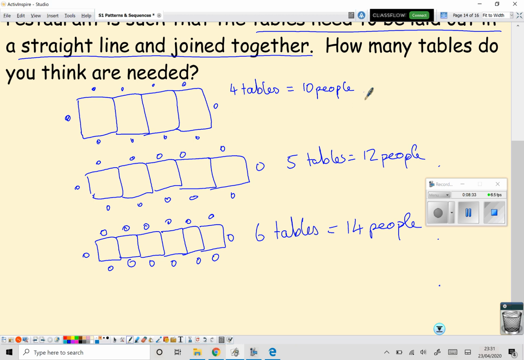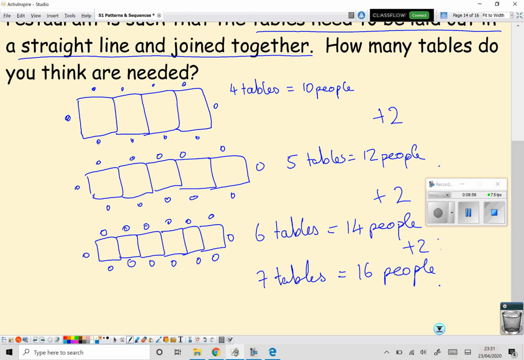Now, you might have been able to predict that. 4 tables will get 10 people. We worked out that 5 tables was 12 people. Well, that's adding 2 again. So this is starting to sound like a sequence that's going up in 2s, isn't it? So you would predict that 7 tables would be the correct answer here, because 7 tables should give me 16 people, by adding 2 again.